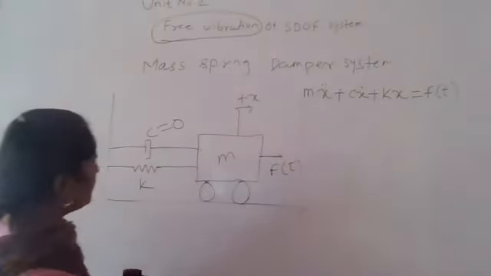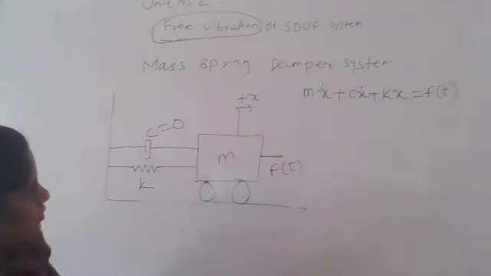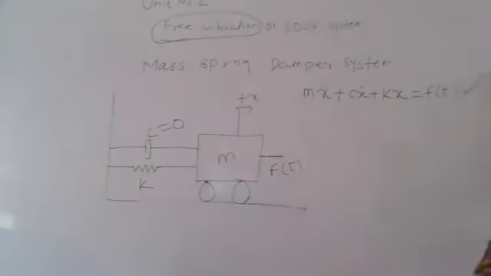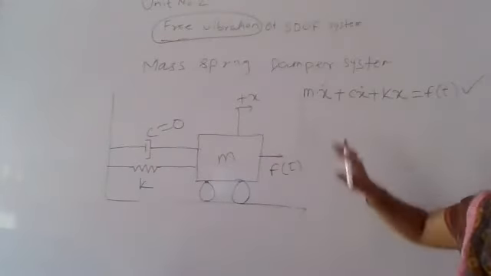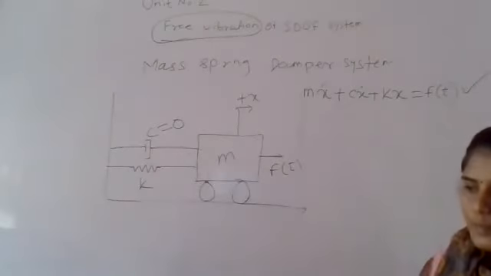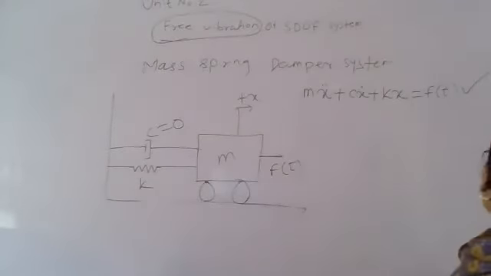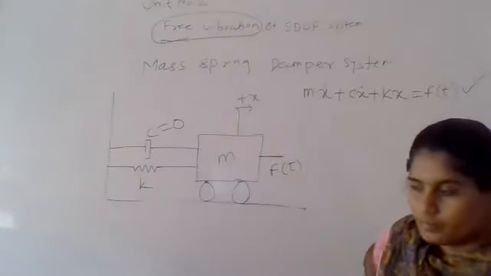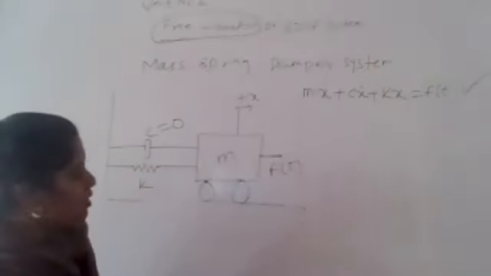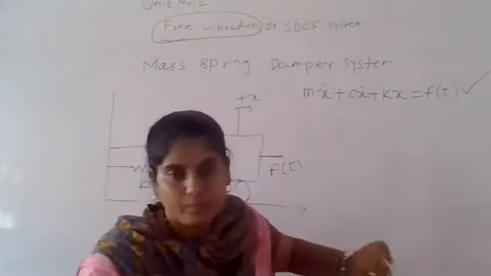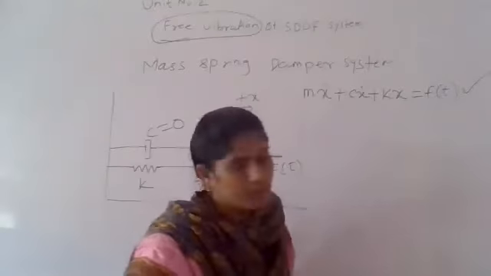Okay, you write down this mass spring damper system, and based on this you write down this equation. That equation: mx double dot plus cx dot plus kx equal to f of t. You write down the equation mx double dot plus cx dot plus kx equal to f of t.